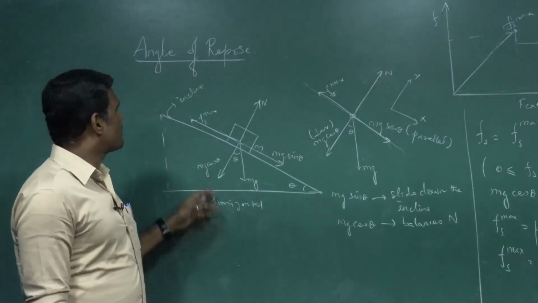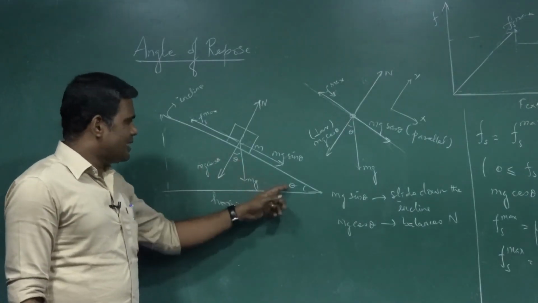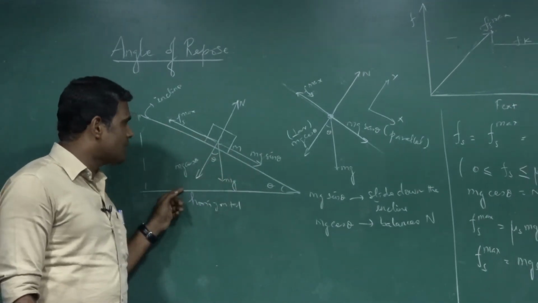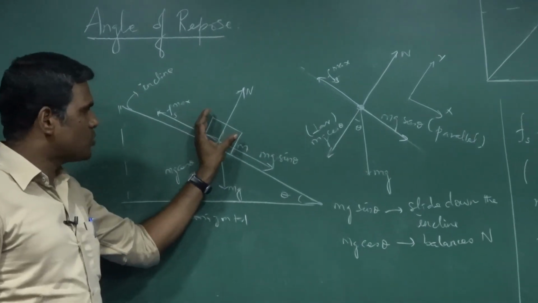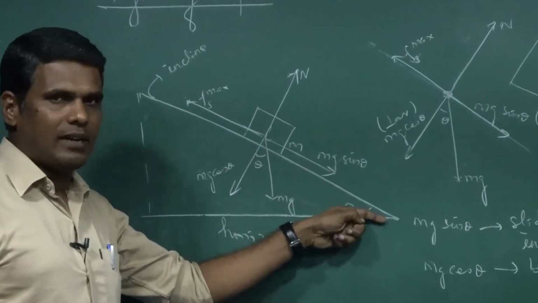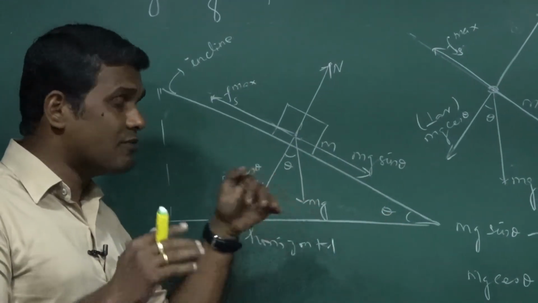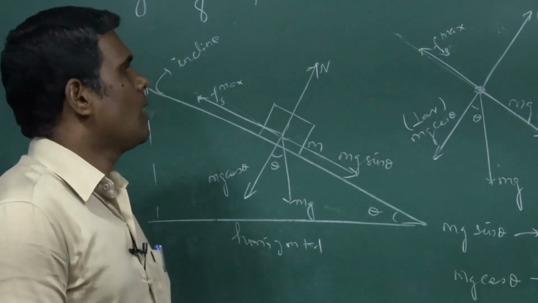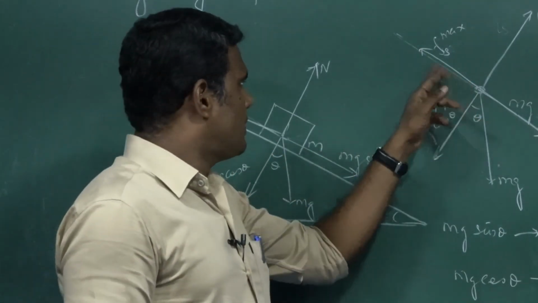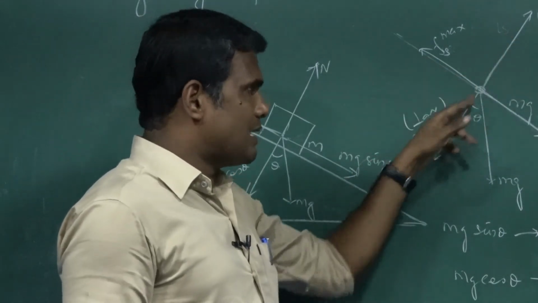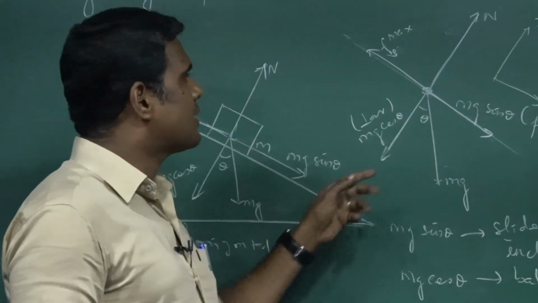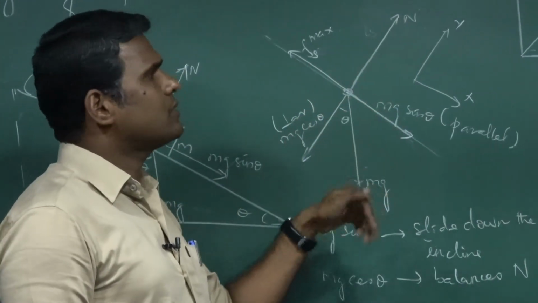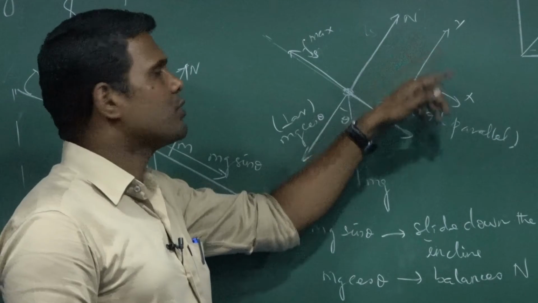So we are discussing the angle of repose here. Theta is the angle of repose, which is the angle made by the incline with the horizontal, such that the object placed over the incline begins to slide. What is the angle of inclination for which the object placed over the incline begins to slide? That is called angle of repose. We are discussing the different kinds of forces acting on the mass placed over the incline. Normal force, which is exerted by the surface, we used to call it reactive force.